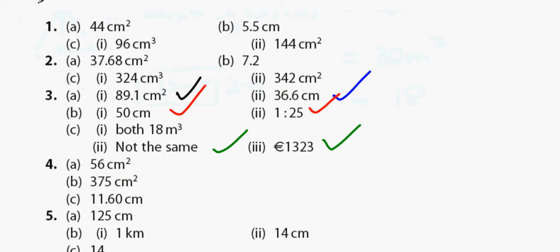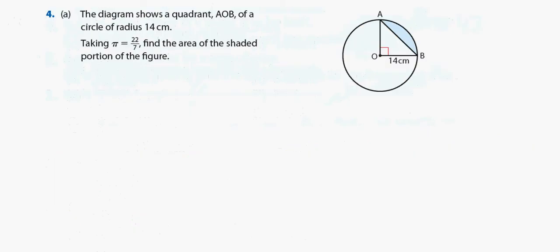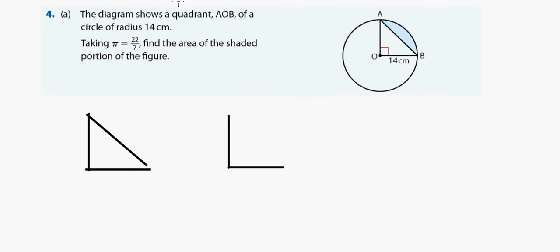The diagram shows a quadrant of a circle of radius 14 centimeters. Taking pi as 22 over 7, find the area of the shaded portion of the figure. Now to get the shaded portion, all we've got to do is find the area of the triangle, which is this part here, and then find the area of the sector, and then we can take the sector away from the triangle. Therefore we can find out the area of the green region here, the extra region. So we need to find that out.